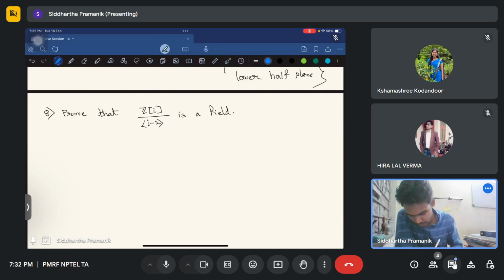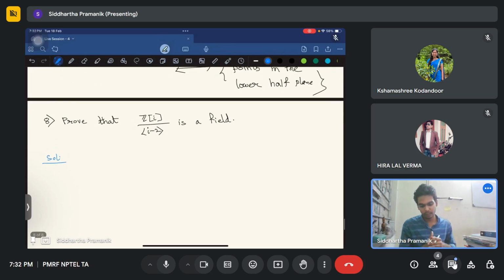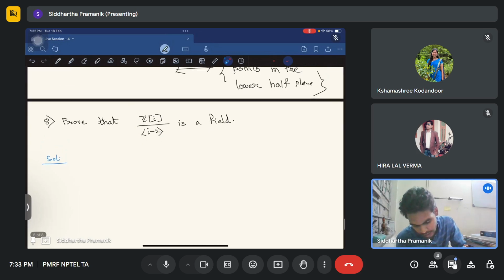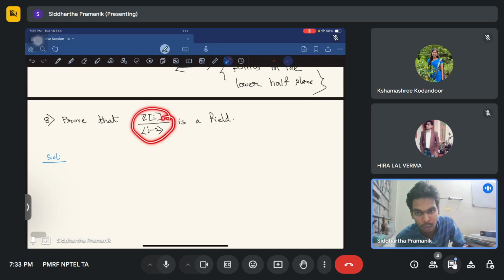So how will we do it? There are several ways of doing it. Just looking at the elements of the quotient is also fine. But we will do it explicitly. So first of all, we will try to identify this quotient ring with something known. Okay, how to do that?